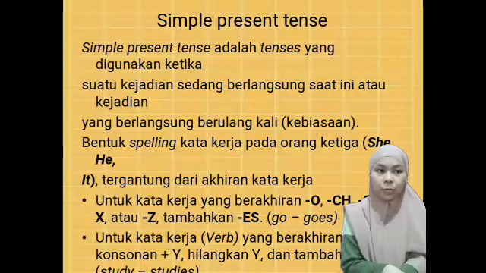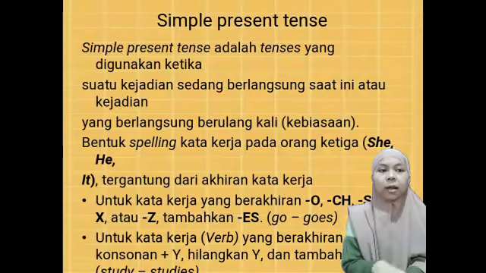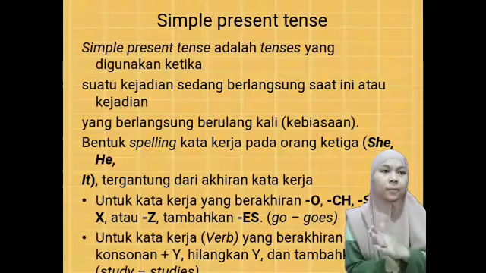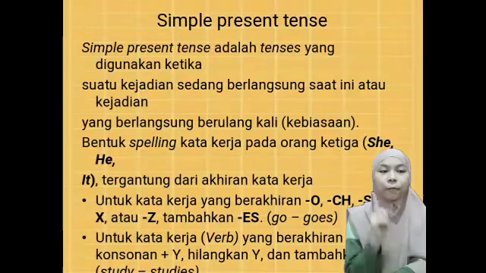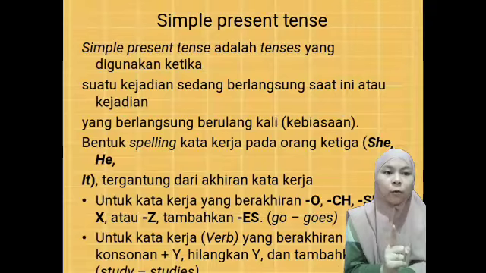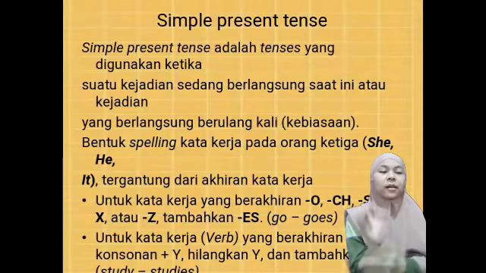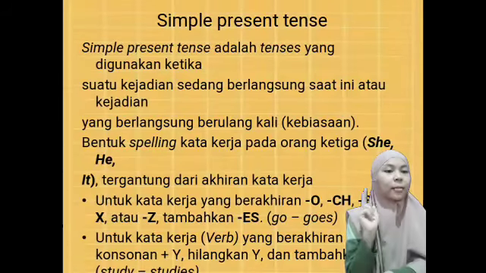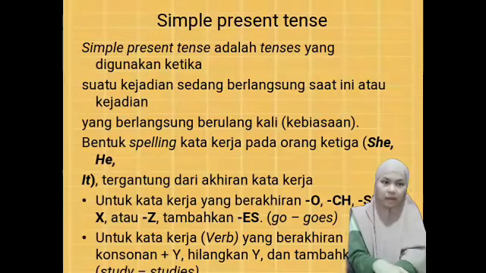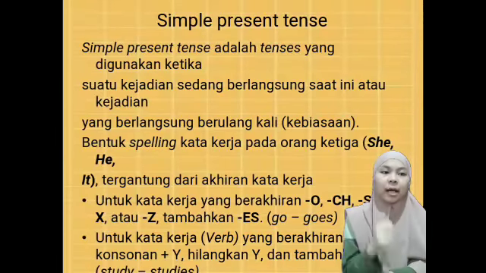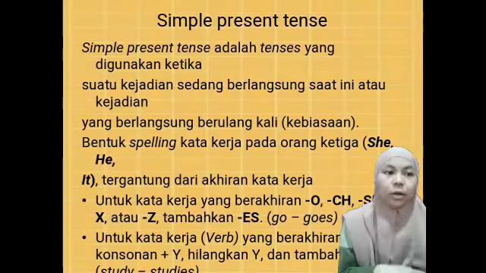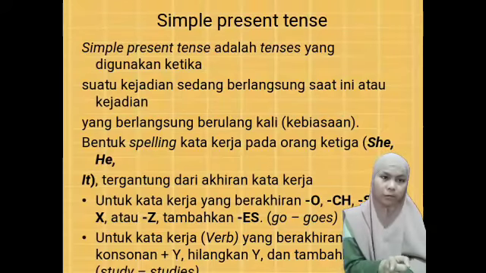There are some rules in making verb in the simple present tense. First, for the end of the verb which use ch, sh, x, o, and z, we should put es. For example, go becomes goes.